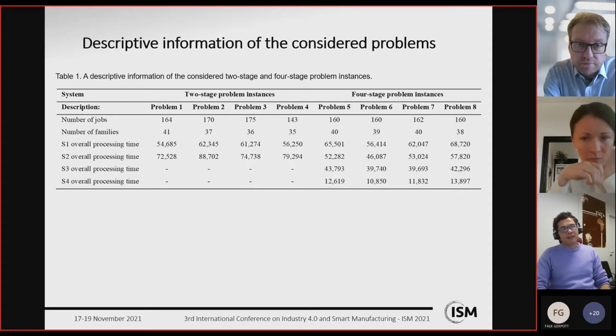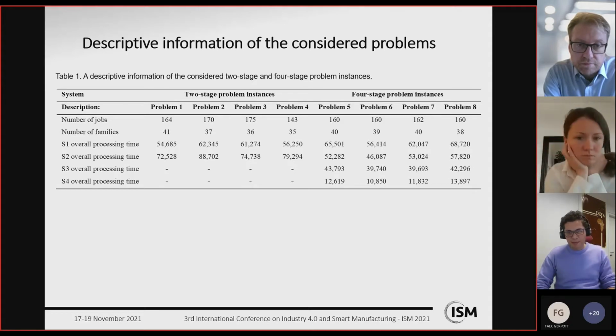Just to give an impression about the complexity of the problems, we have over 200 problem instances that are extracted from the ERP system of the enterprise.